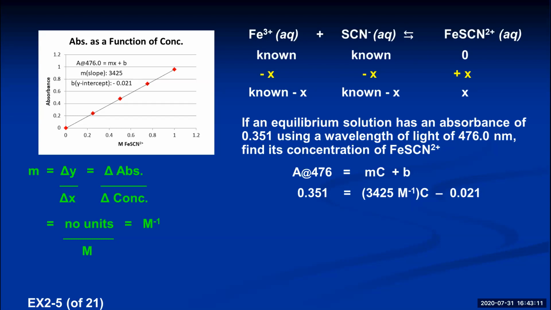So all we have to do now is solve this for C. That's going to be the concentration of the colored FeSCN2+ that's producing this absorbance of 0.351.